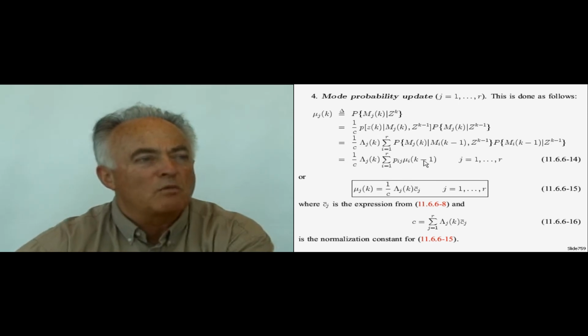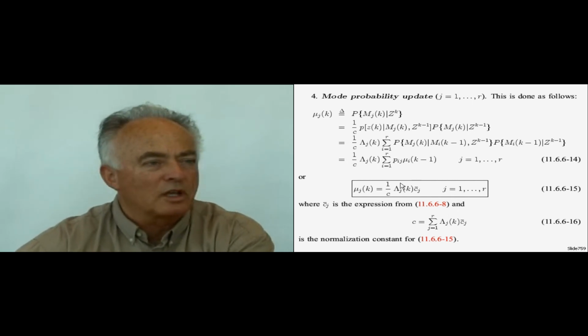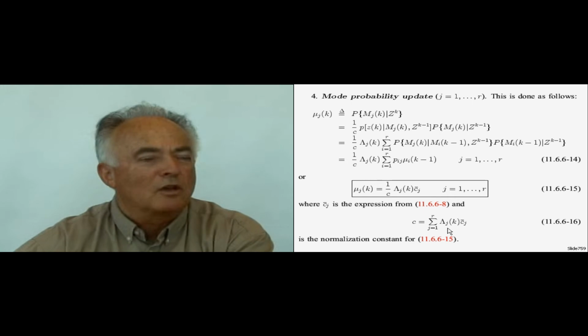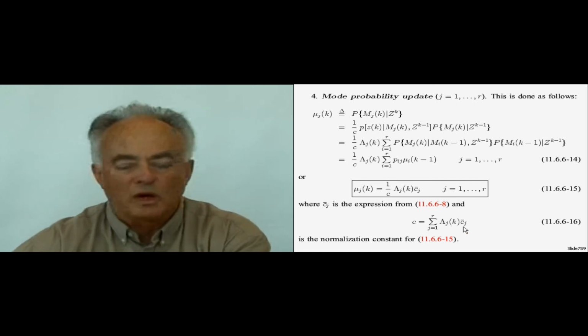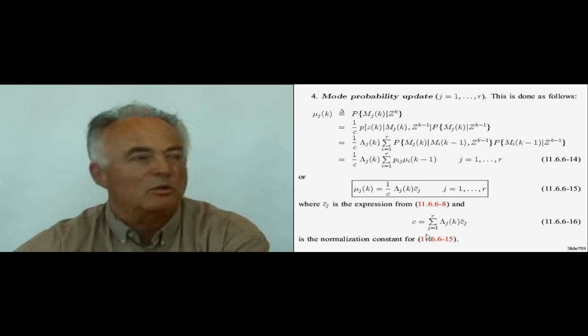This is the way we update the mode probabilities, and we have a normalizing constant again such that everything sums up to 1. It turns out that in the mode probabilities the normalizing constant relates to the one step back inference, the mixing probability normalizing constant, according to this equation. So really the two are related, and calculating one helps evaluate the other.